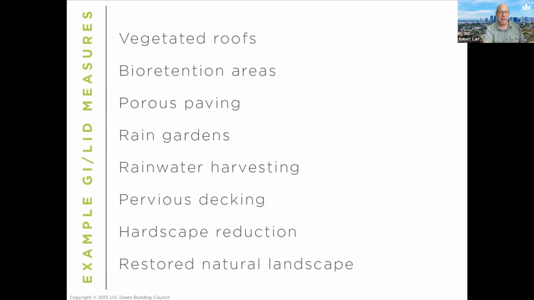All right. And there's many different things. So some examples are vegetated roofs, bioretention areas, so bioswales, porous paving, so pervious pavement, again, so you want that water to be able to run and get absorbed into the ground and maybe into the water table. Rain gardens, rainwater harvesting, again, is that water coming off the roof going and getting to rain barrels. Again, that counts as well. Hardscape reduction, restored natural landscape. So these are all different strategies.